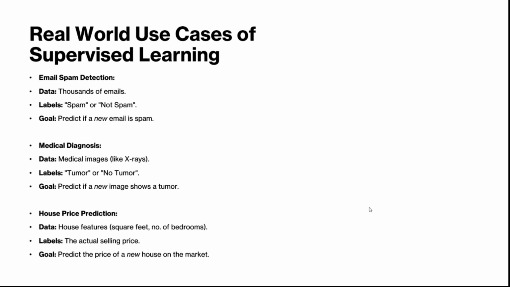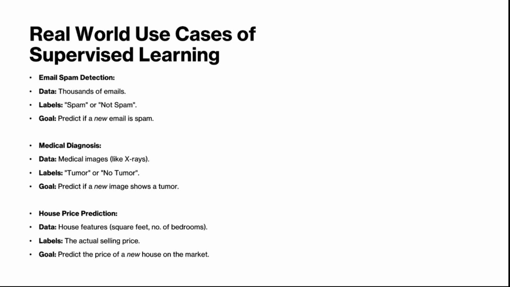Now, where do we use this supervised learning in the real world? Here are a few examples. Initially we have email spam detection. Let's say I give the model tens of thousands of emails and tell it what is spam and what is not spam. So accordingly it can figure out if there's any pattern or any particular wording because of which a particular email is spam and which is not spam. And accordingly it can find out when I give it new data or a new email whether it is a spam email or not.